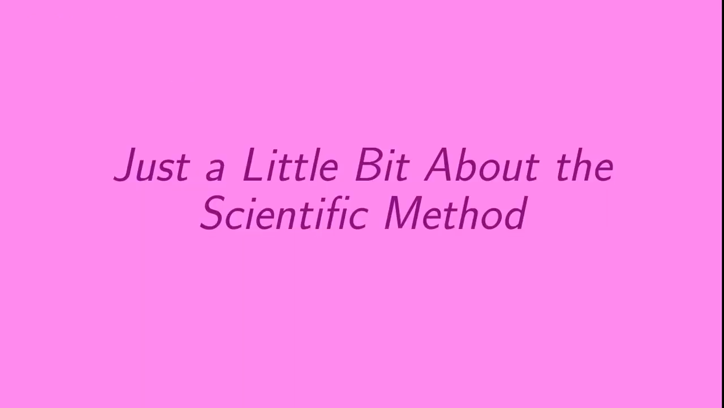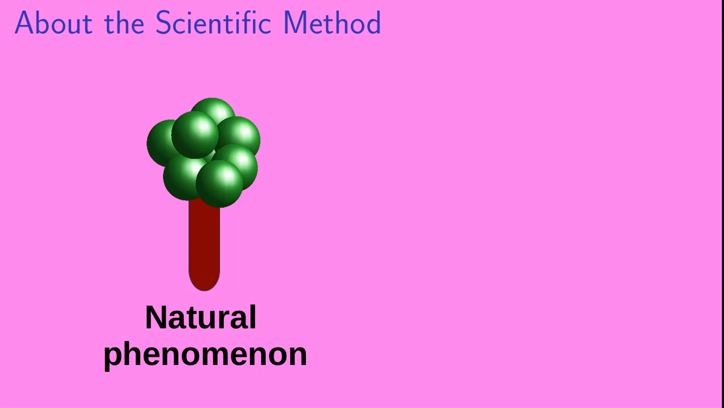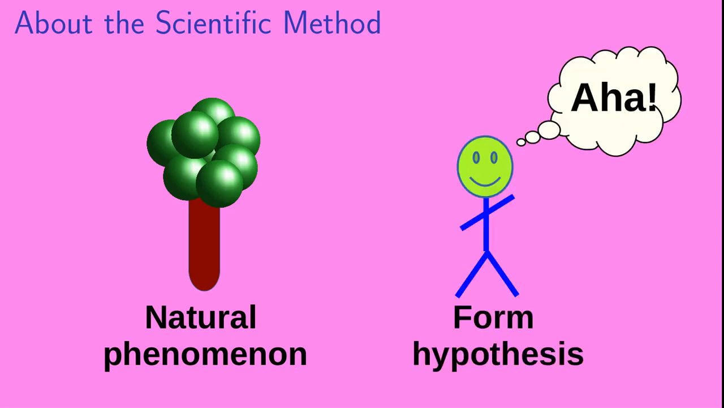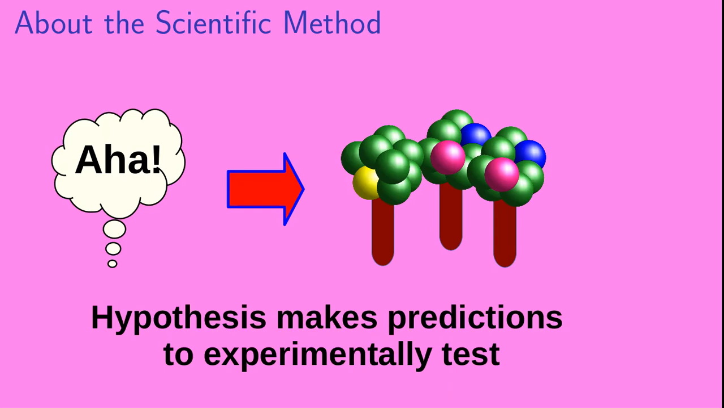Okay, so first we should talk just a little bit about the scientific method. Let's say we have some natural phenomenon which we wish to explain. That will be represented by this tree. We form a hypothesis to explain this phenomenon. This hypothesis is represented by this aha moment. This hypothesis will make predictions about nature which we can experimentally test.